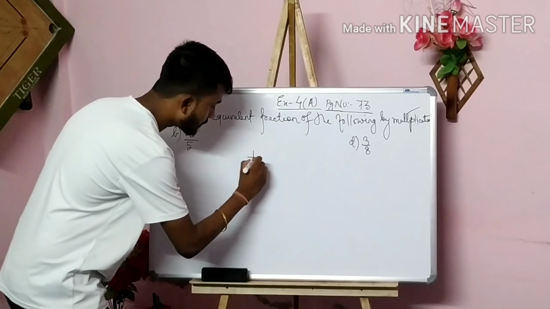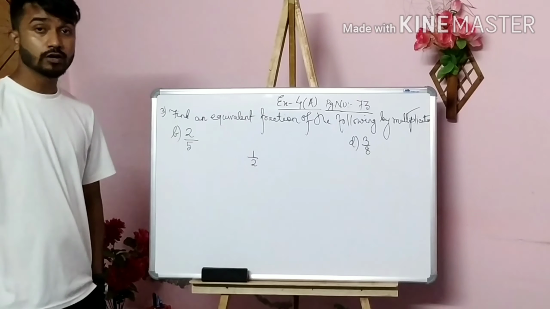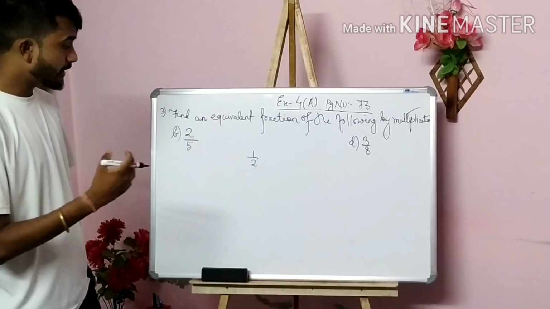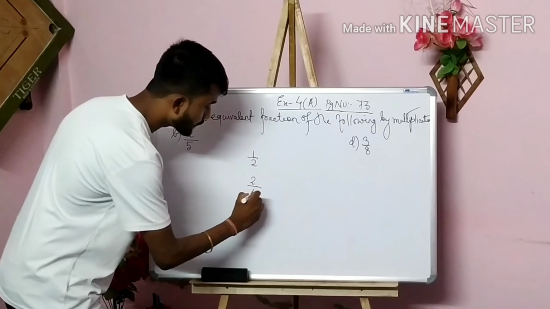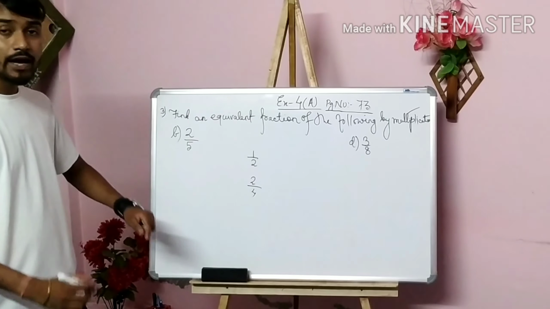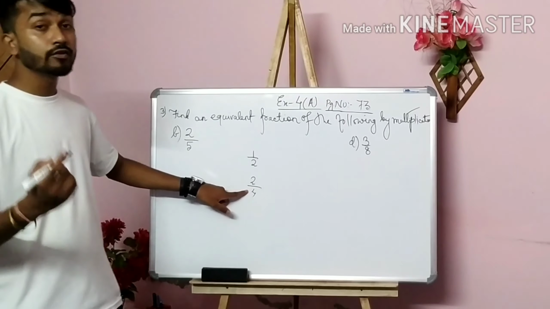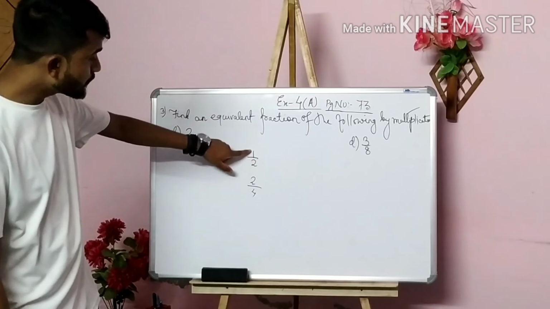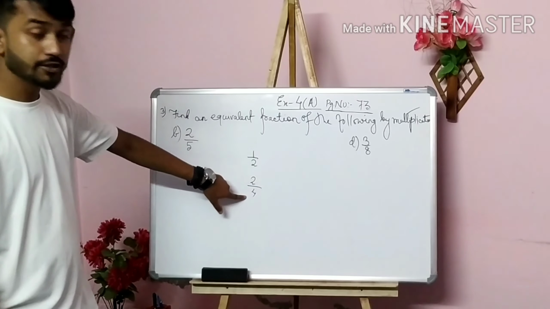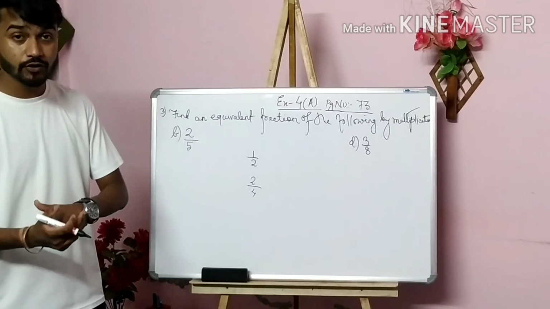Suppose I am taking 1 by 2. What is the number here? 1 by 2 is the number. Now I am taking another fraction, suppose 2 by 4. I am going to say that 1 by 2 and 2 by 4 are equivalent. You will ask, sir, how? 1 by 2 is a different number, 2 by 4 is a different number. Then how are you saying that 1 by 2 and 2 by 4 are equivalent fractions?